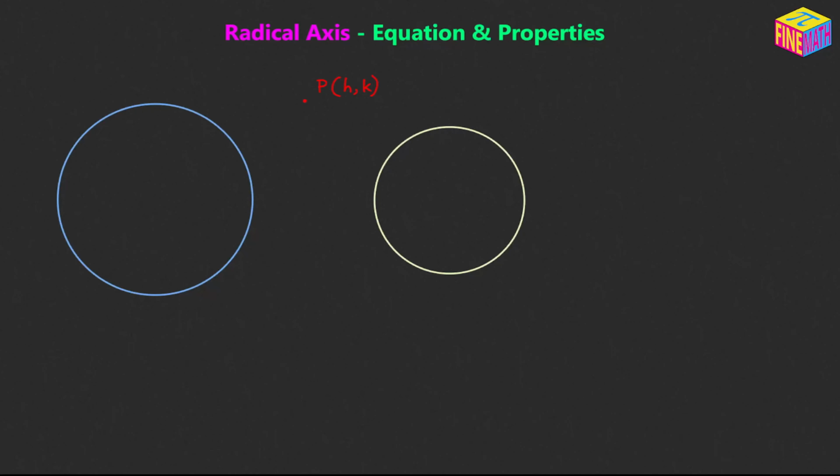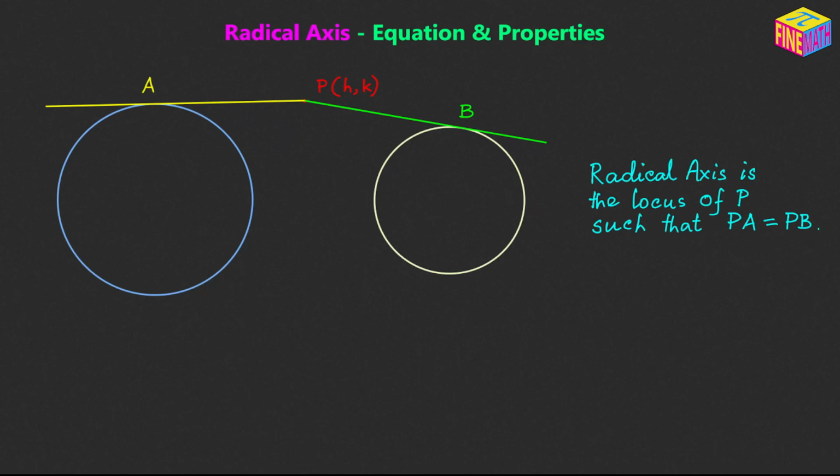onto the two circles. If the lengths of these tangents, PA and PB, are equal, then the locus of this point P will be called the radical axis of these two circles. So how would the radical axis look? Well, it will look something like this. So this point P will be moving in such a way that the lengths of the tangents will be equal. And then the locus of this point will be called the radical axis.